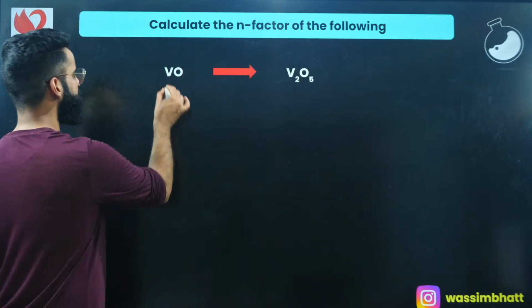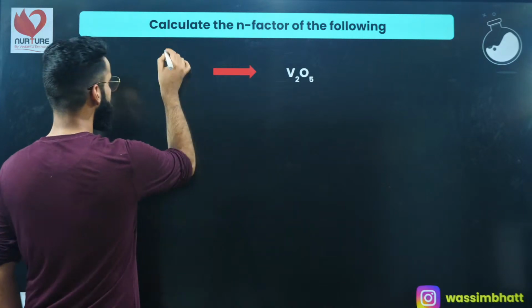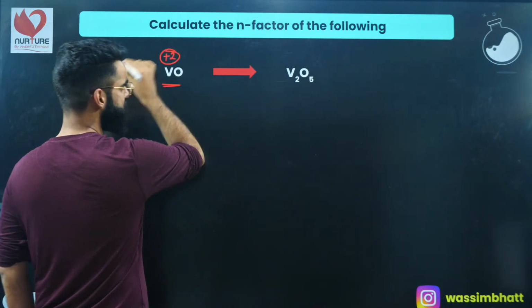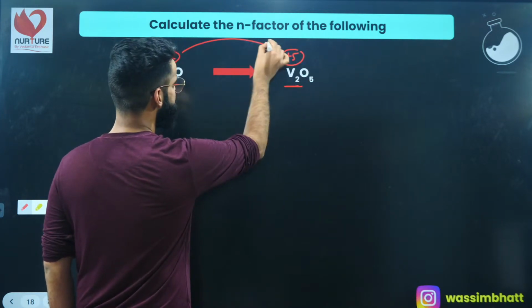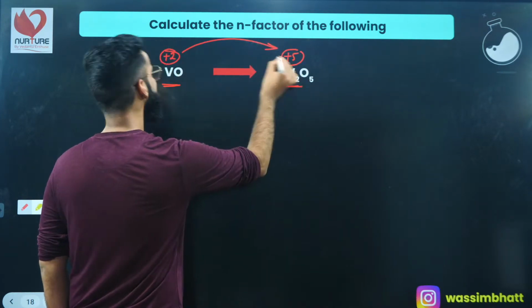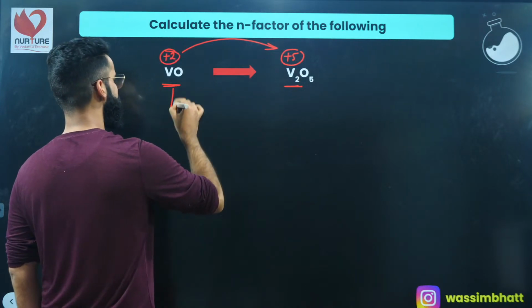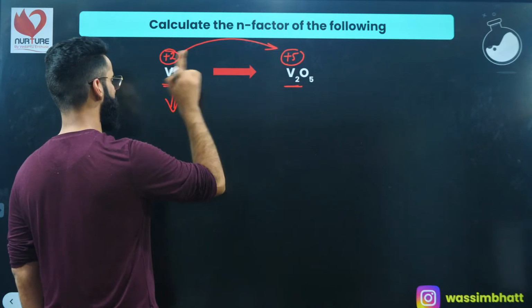Calculate the N factor of VO in this reaction. First of all, the oxidation state of vanadium over here is +2. The oxidation state of vanadium over here is +5, right? So +2 to +5, what is the change? Final minus initial, the value comes out to be 3.